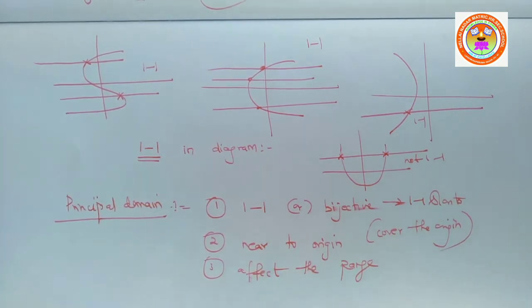How about the principal domain? The principal domain should be near the origin or cover the origin. You should cover the origin. The next one is that it should affect the range, which is no problem. The first two definitely must hold. So once again, I am going to draw the y is equal to sin x curve.